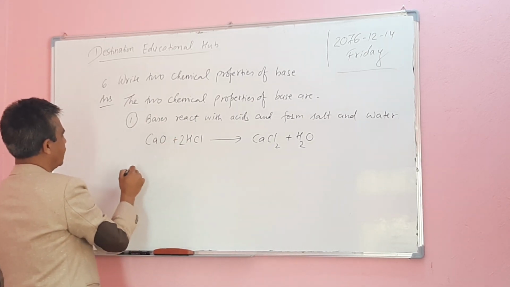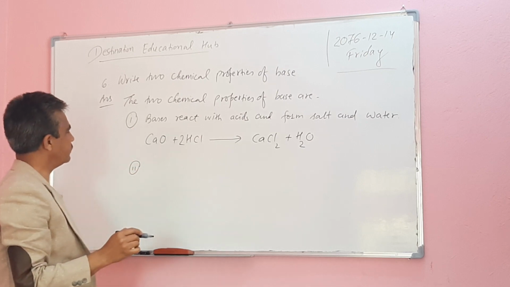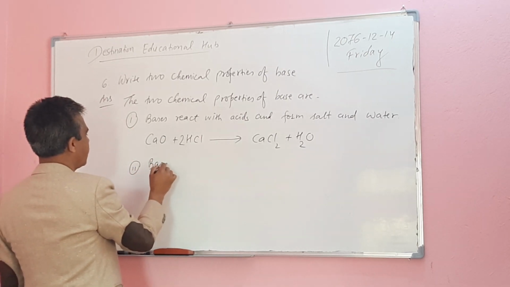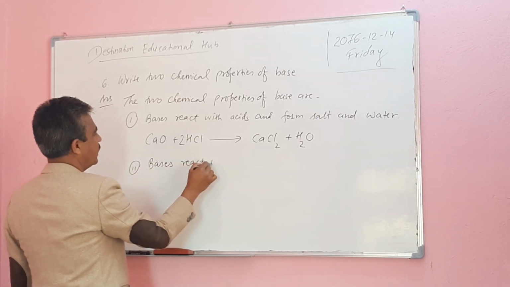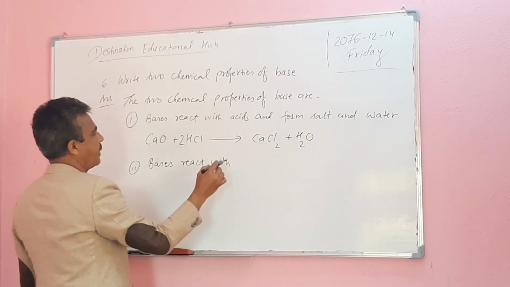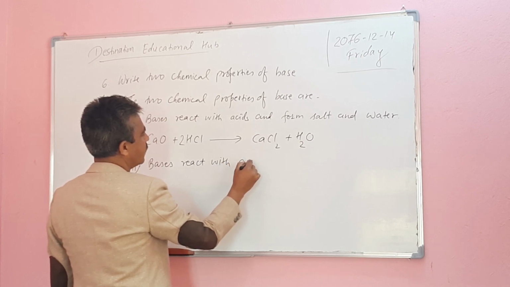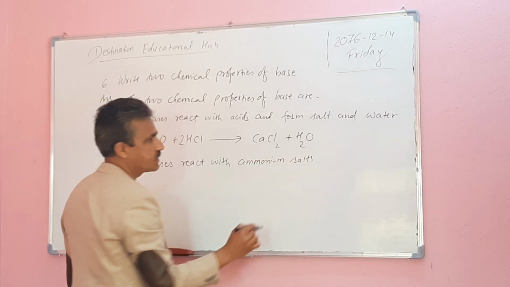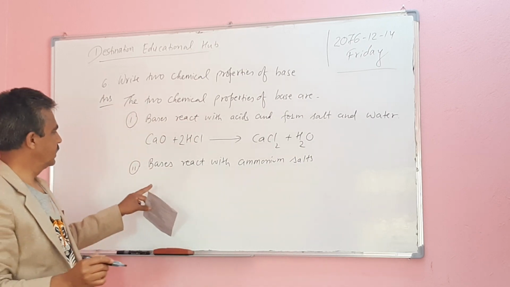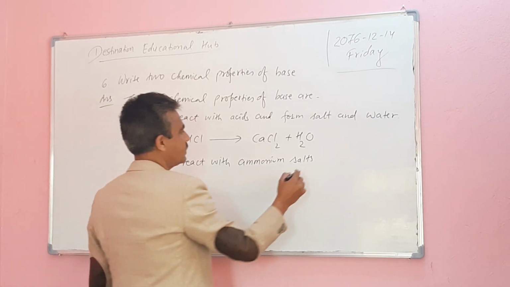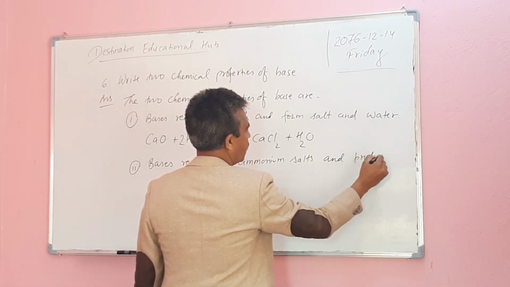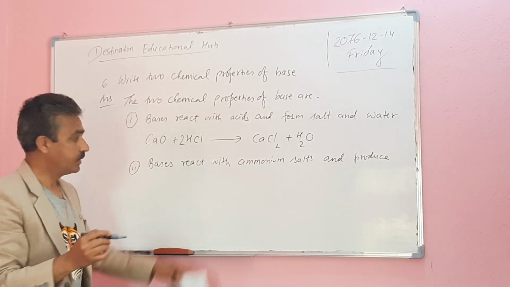Second one, what is next? Bases react with ammonium salts. Actually, this is the lab preparation of ammonia gas. Bases react with ammonium salts and produce which gas? Here ammonium salts are given. Very simple. Ammonia gas.